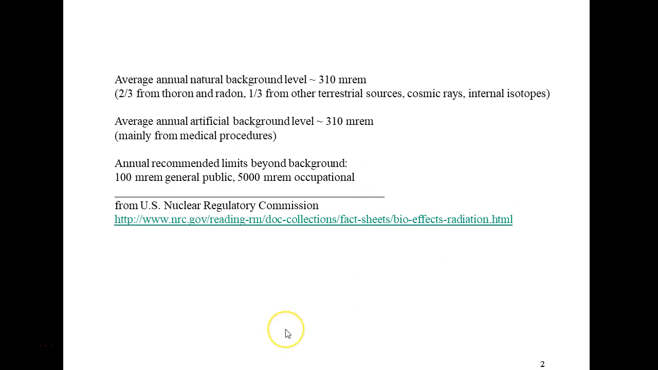Okay? All right. So that's it. Just be familiar with these terms and these limits. And I could ask you a question about these on the last test.